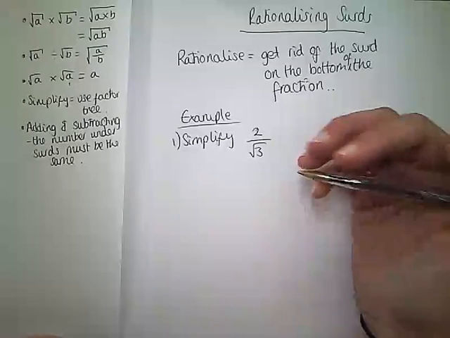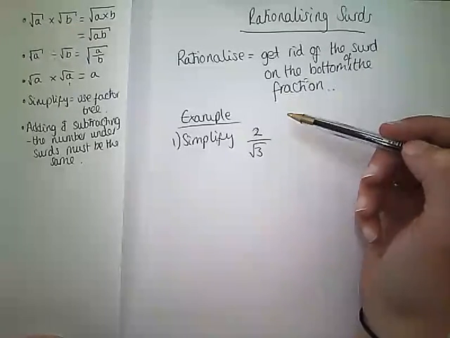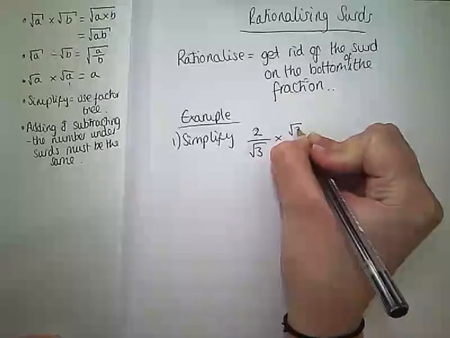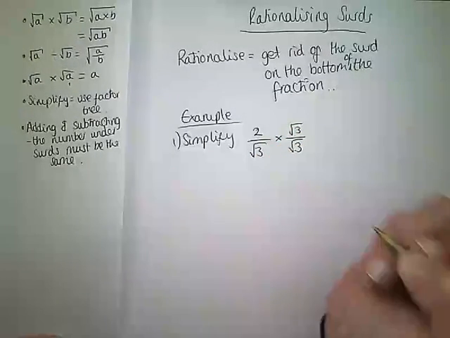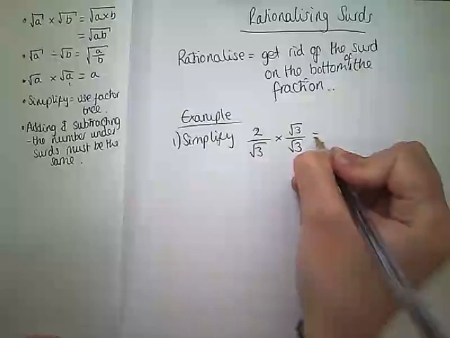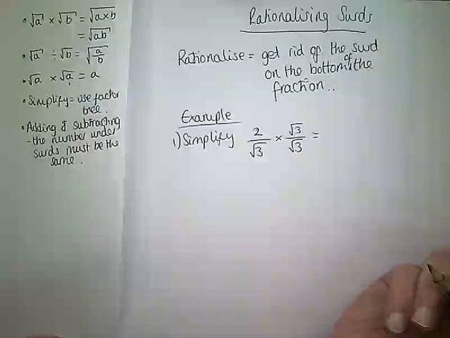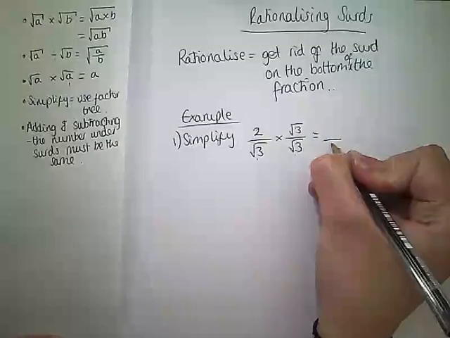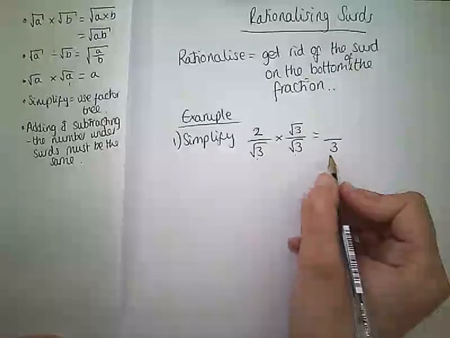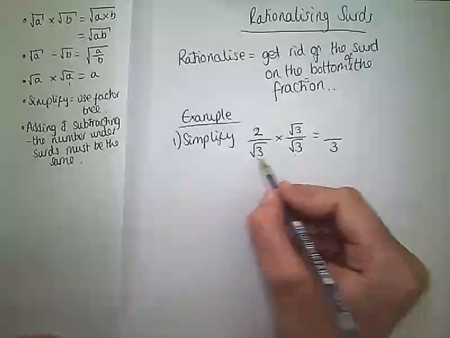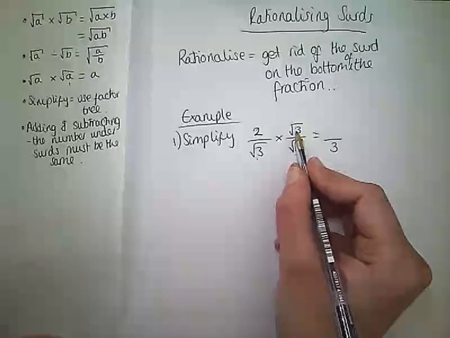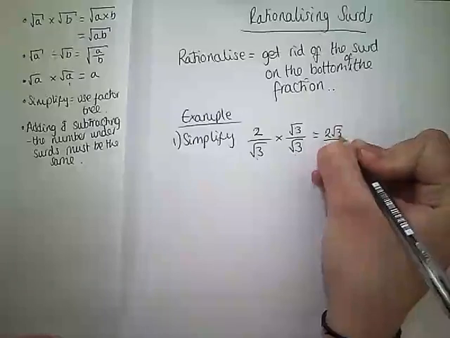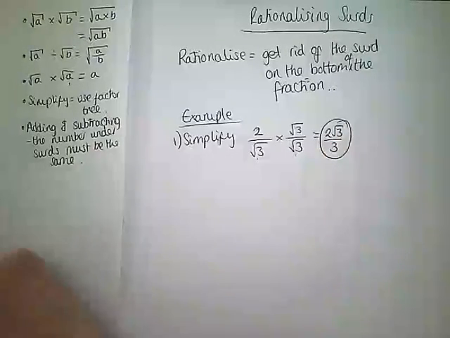So whatever I do to one bit of it, the top, I have to do the same to the bottom. So all I'm going to do is I'm going to times the top and the bottom by the root on the bottom. Now, the reason I'm doing that is because you will recall from surd video number 1 that root 3 times root 3 is just 3. So that gets rid of the surd on the bottom. Now if I've times the bottom by root 3, I've got to do the same to the top to keep the value the same. And 2 times root 3 is 2 root 3. So the answer is just 2 root 3 over 3.